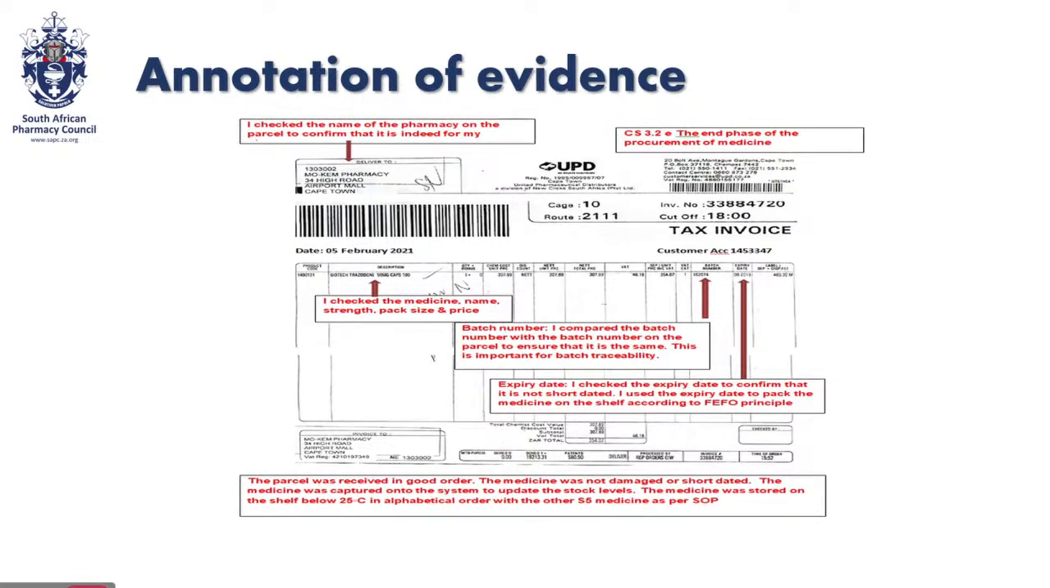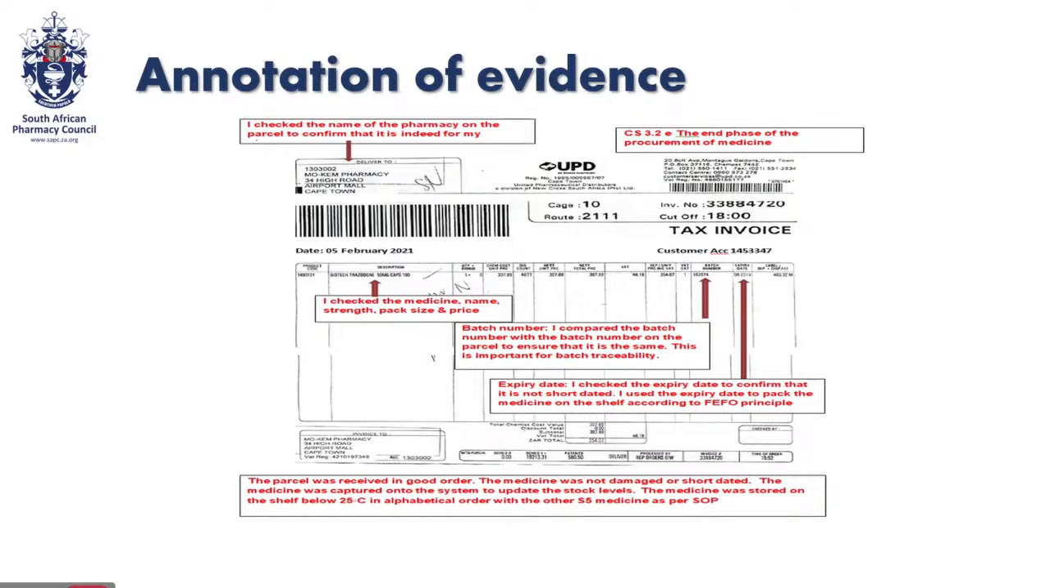So if we look at this one, and we can spend some time just looking at this: I checked the name of the pharmacy on the parcel to confirm that it is indeed for my pharmacy. There, at the right hand, competency standard 3.2E, the end phase of the procurement of medicine. Medicine name: I checked the name of the medicine, the strength, and the pack size. Batch number: I compared the batch number with the batch number on the parcel or on the invoice or on the box to ensure that it's the same. And this is important for batch traceability.